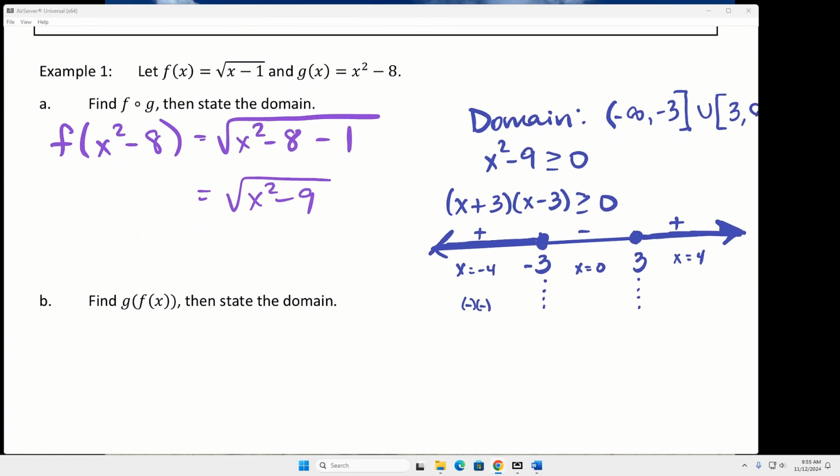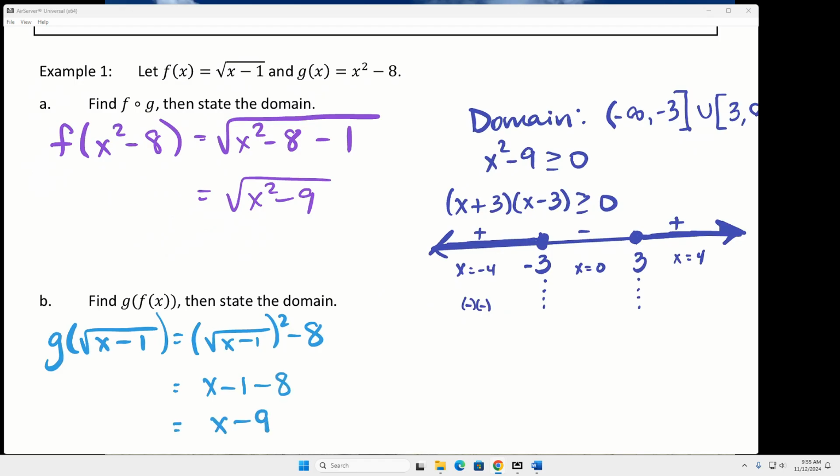Okay, so we're going to do it the other way now. We're going to put G inside of F. I said that backwards. We're going to put F inside of G. Everything that I put into G, I'm going to square and then subtract 8 from it. So when I square that, I get x minus 1 minus 8. So it's going to be x minus 9.